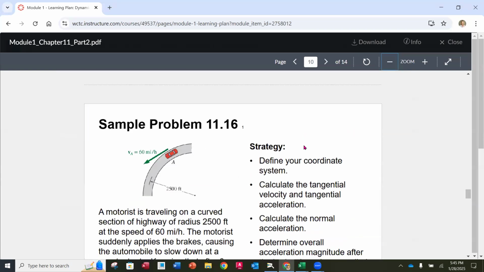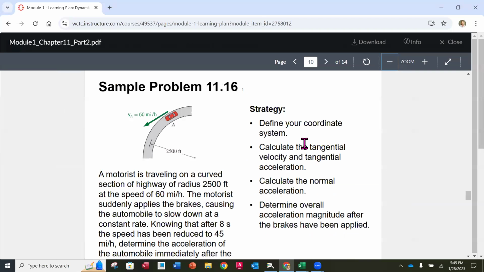So keeping this in mind, let's look at the two problems that we are going to be looking at here. So we're going to be doing sample problem 11.16 in our book. And then we're also going to be doing the next one, which is going to be 11.17. Okay. So if you're looking in your textbook, this is found on page 697.